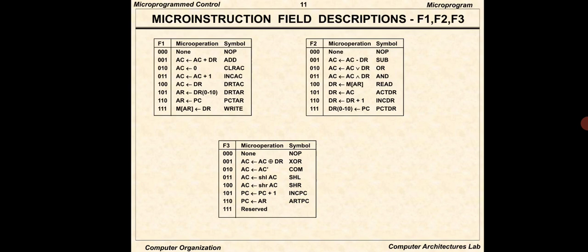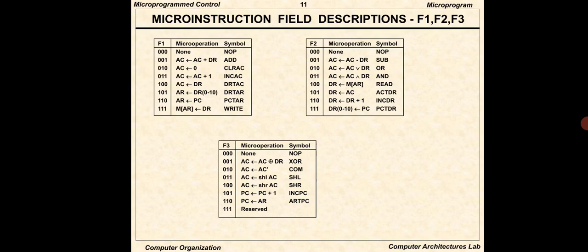The same thing in F2. No operation, subtraction, OR operation, AND operation, read operation. Read operation is nothing but from memory I am going to read it into the data register. Next one is accumulator to data register I am going to move. Next is incrementing the data register. Next is program counter value will be moved to the accumulator.